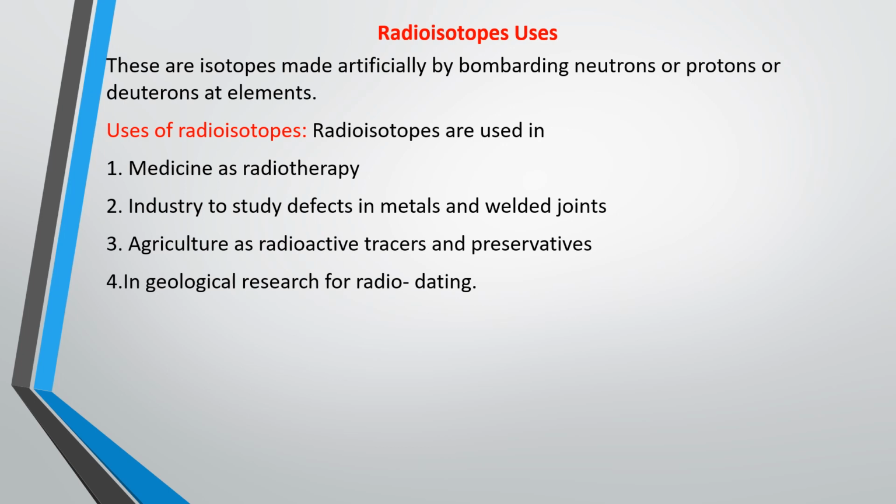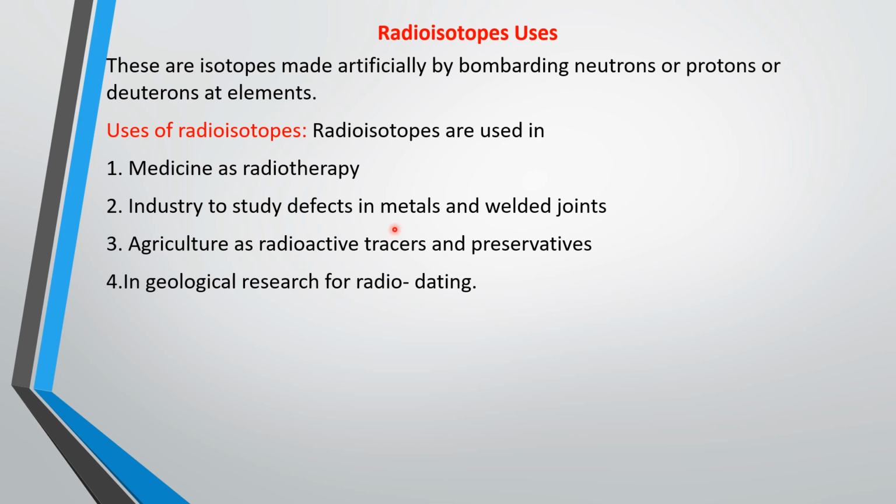Radioisotopes are isotopes made artificially by bombarding elements with neutrons, protons or deuterons. The uses of radioisotopes are: one, they are used in medicine as radiotherapy. They are used in industries to detect faults and to study defects in metals and welded joints. They are used in agriculture as radioactive tracers and preservatives, and in geological research for radio dating.